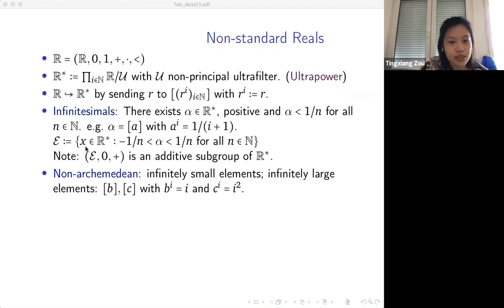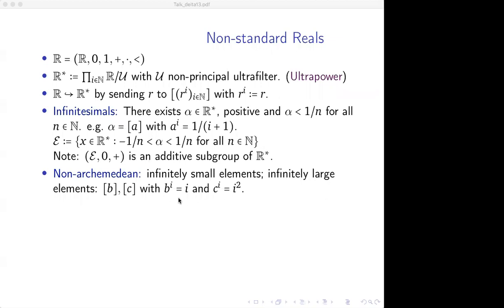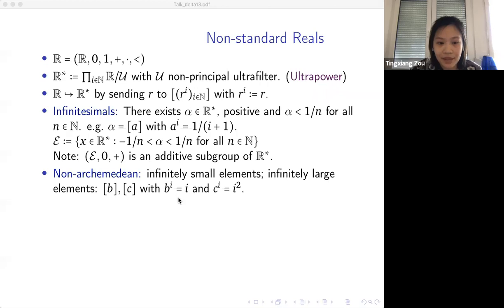Take this curly E to be the collection of all such infinitesimals, then it is actually an additive subgroup of R star. And R star is now non-Archimedean, so it has a lot of Archimedean components. It has infinitely large elements. For example, you can define b by sending the i-th component to i, and then it will not be in the Archimedean component generated by R.